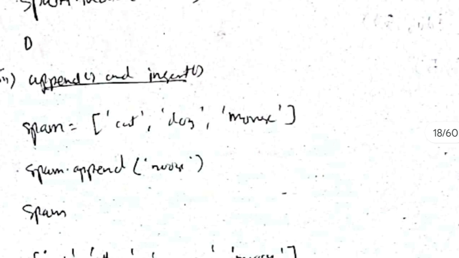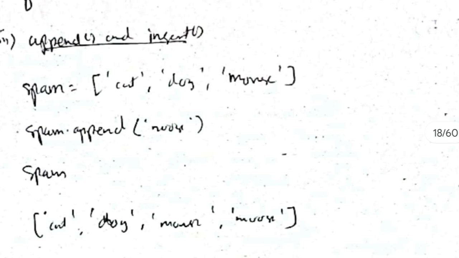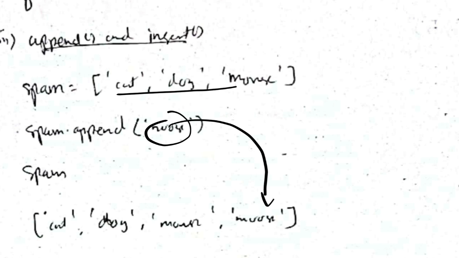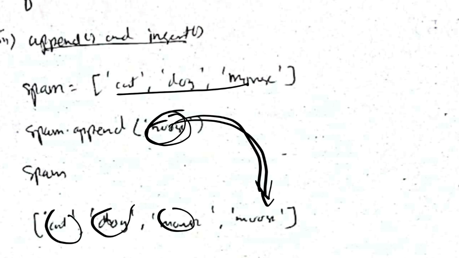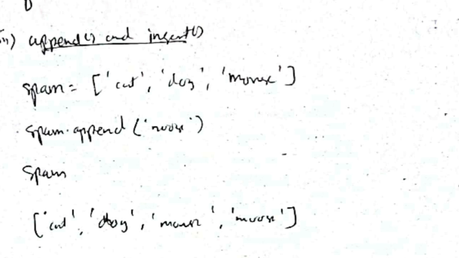The next one is the append and insert operator. Append means you are just including a new element at the last. So here the three words cat, dog and mouse, and moose you are including at the last. It just appends the new element at the end. So for that you will use append.